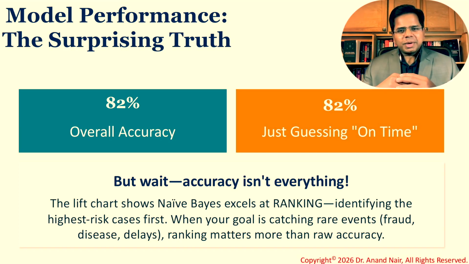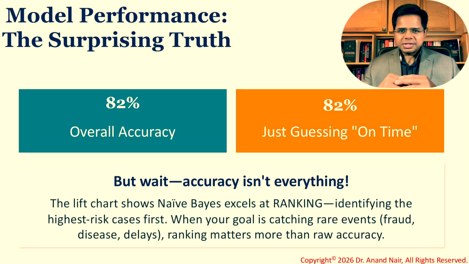Accuracy is a terrible metric when you're dealing with imbalanced classes, which is almost always the case in interesting real-world problems. Fraud is rare, diseases are rare, flight delays are relatively rare. What Naïve Bayes does excel at is ranking. Look at a lift chart and you'll see the model does a great job of putting the highest risk cases at the top of the list.